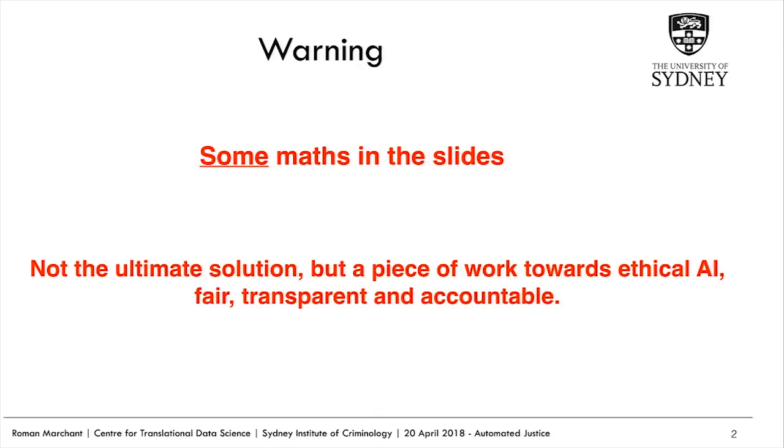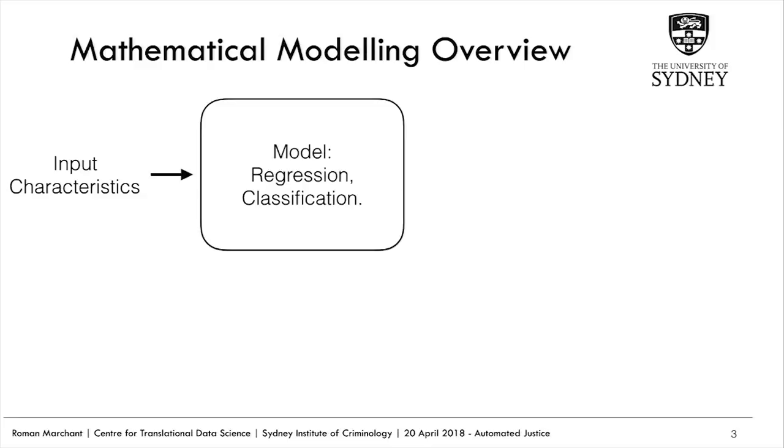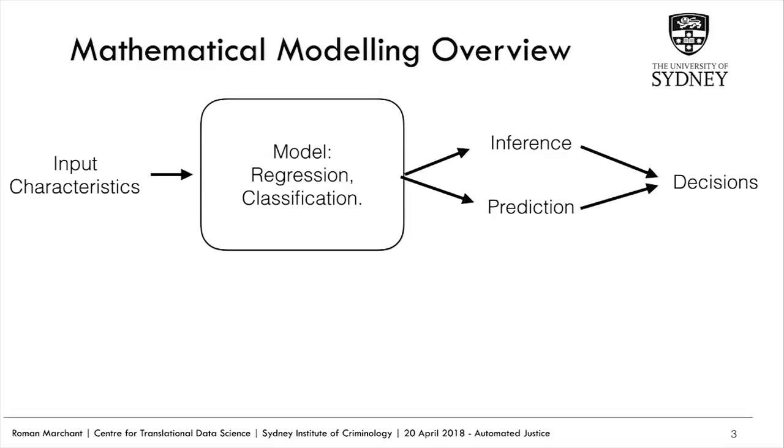And this is obviously not the ultimate solution, but it's building towards a better understanding of how mathematical models could be used for crime. So a bit of background on how the models are built. You essentially start with a set of input characteristics, data about the problem that you're interested in. You build a mathematical model that represents this, and then this model allows you to do two things: prediction and inference, which is understanding the phenomena that you're studying. Now, in the end, decision makers are using the outputs of these models to make decisions.